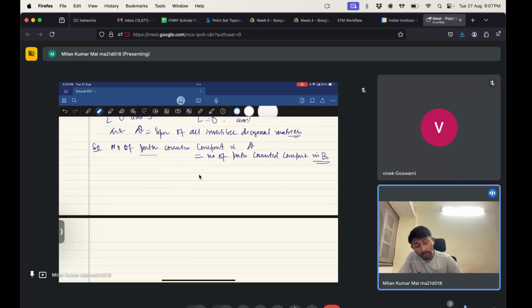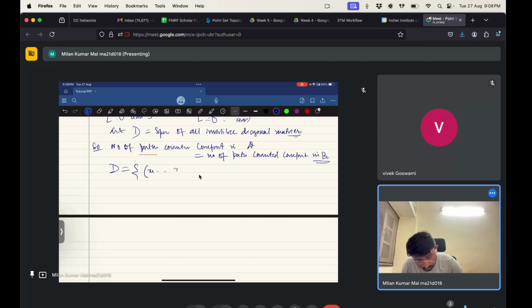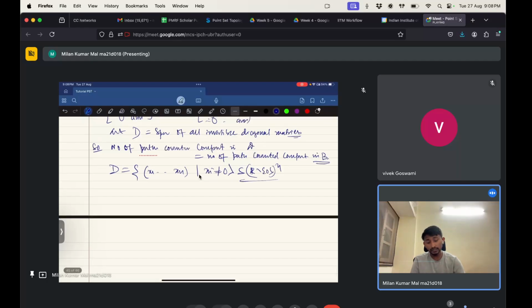Now you can write what D is. D can be written as, since D consists of invertible diagonal matrices, I can take D as diag(x1, ..., xn) such that xi is not equal to 0. That means this is in (R minus 0) to the power n, right? Every element of D is something like x1, x2, ..., xn, and as D is the collection of all invertible diagonal matrices, each xi will be non-zero. That means D is a subset of (R minus 0) to the power n.